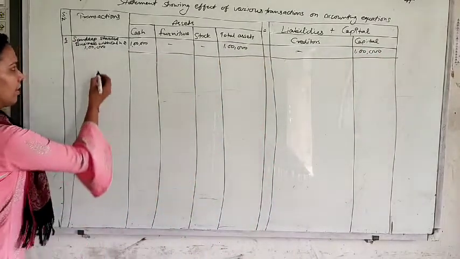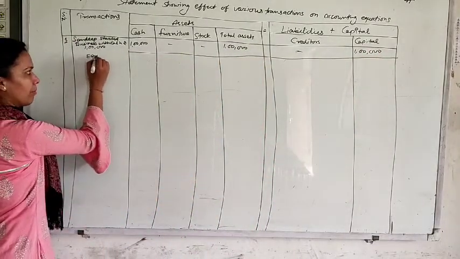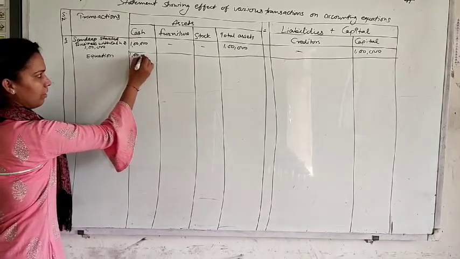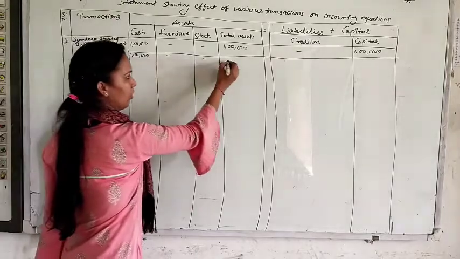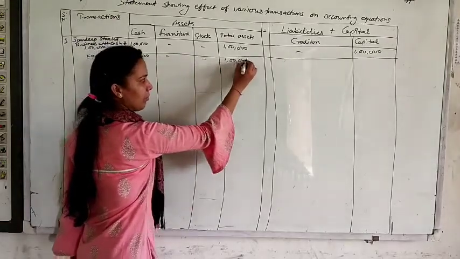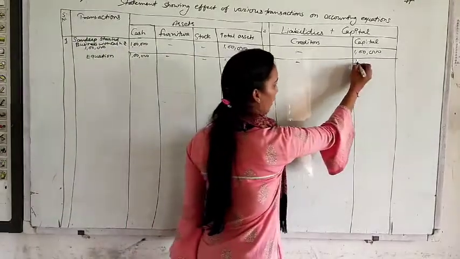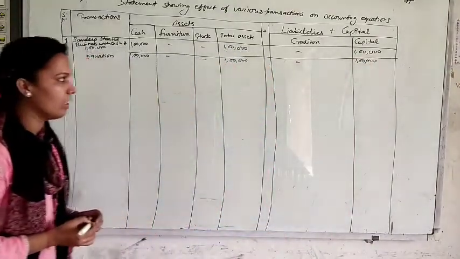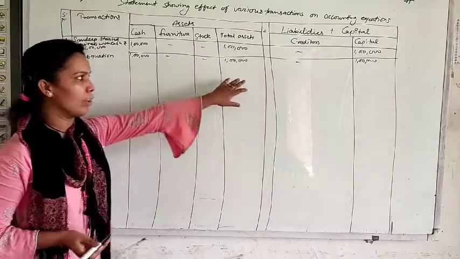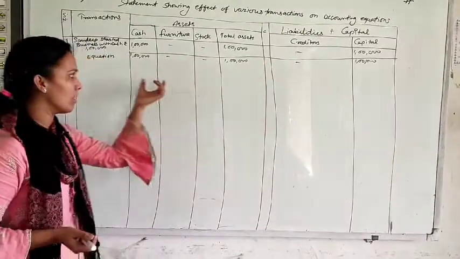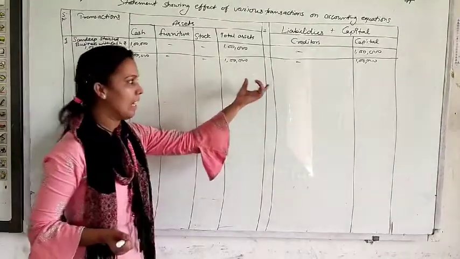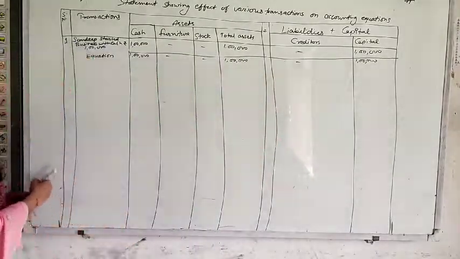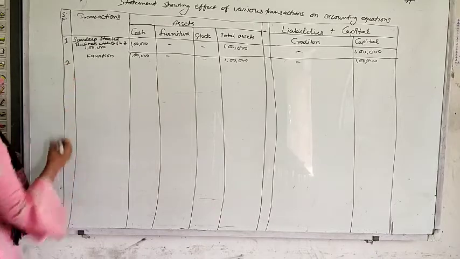So here we will write the equation. What is here? 1 lakh, no amount, 1 lakh, no amount, 1 lakh. It means you can see here that assets is equal to liabilities plus capital. So assets you have of 1 lakh and liabilities plus capital is also 1 lakh. It means your equation is matched till now. Let's move on to the second transaction.